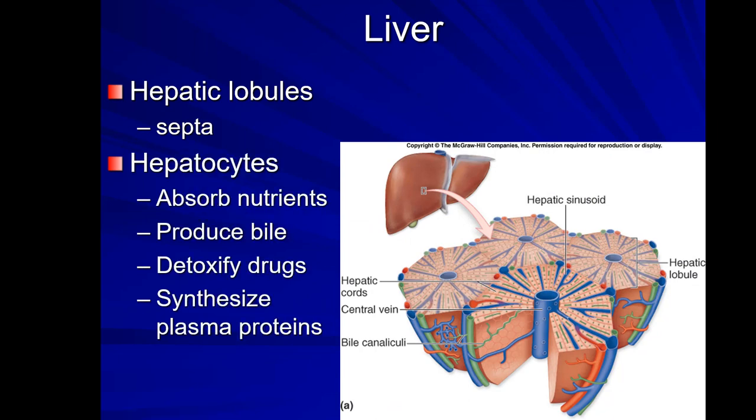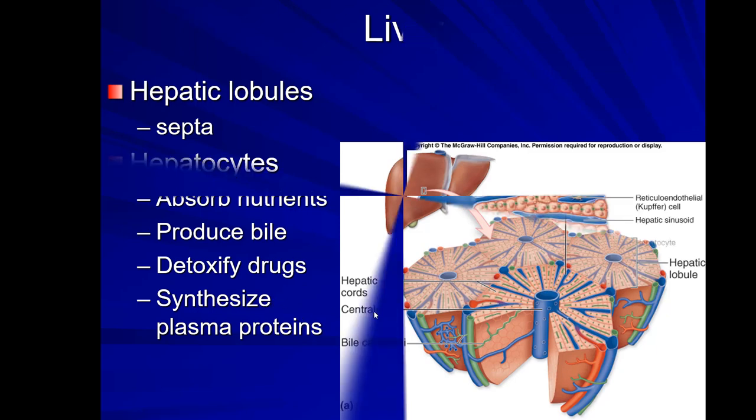All right, so back to the liver. Remember, the liver's job is to absorb stuff and detoxify, basically figure out what to do with all the stuff that just came into the body. So the liver is divided into these units called lobules, and the lobules are divided by these little things called septa. And then the cells in here are called hepatocytes. They do a lot of things. They absorb nutrients. They produce something called bile, which we'll come back to, detoxification, and also making plasma proteins.